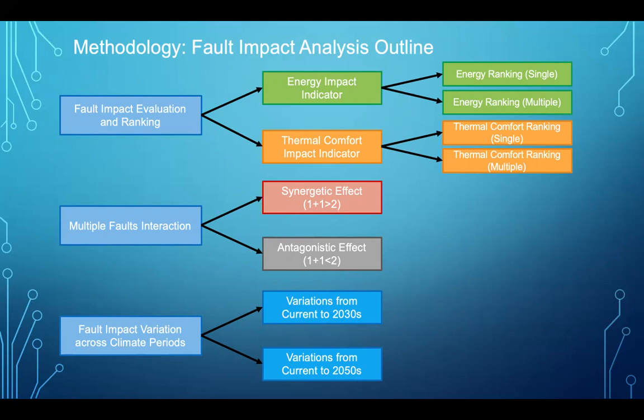Second, the interactions among multiple faults are studied, and the effect of multiple faults can be divided into two types: synergetic effect and antagonistic effect. Third, the fault impact variations from current to 2030s and from current to 2050s are also evaluated.